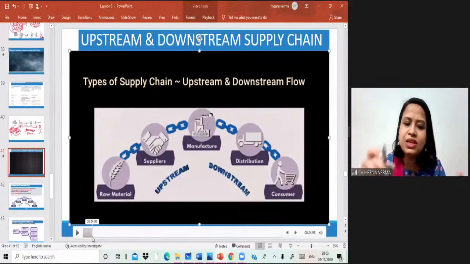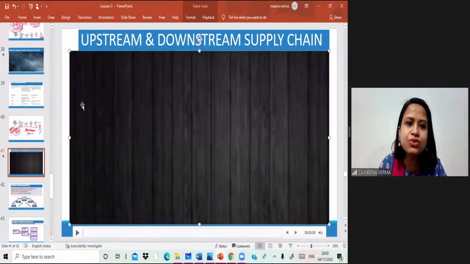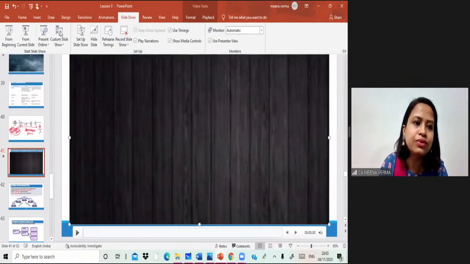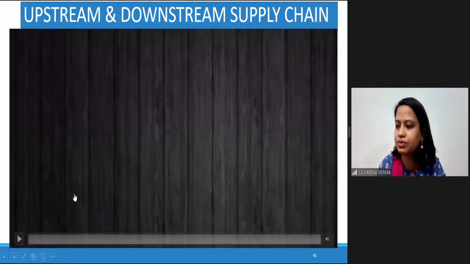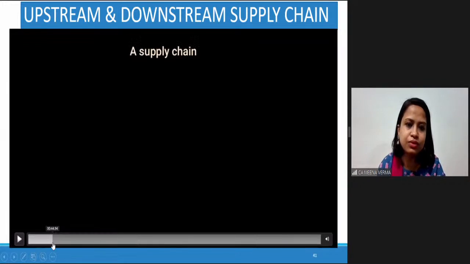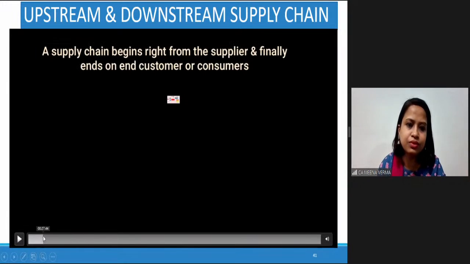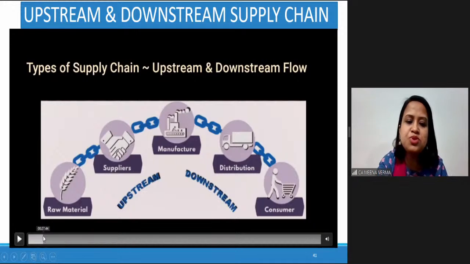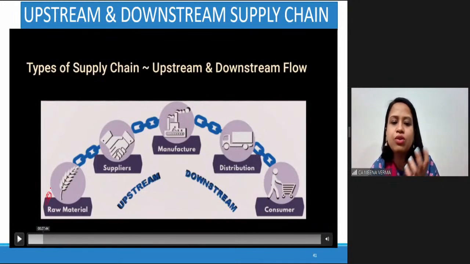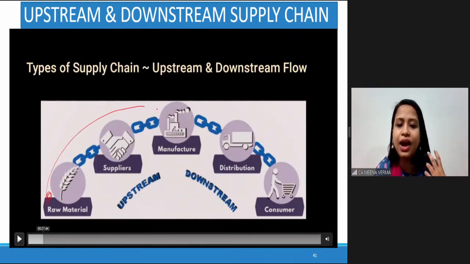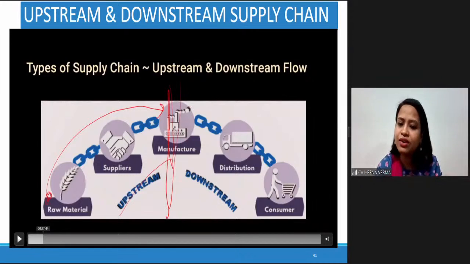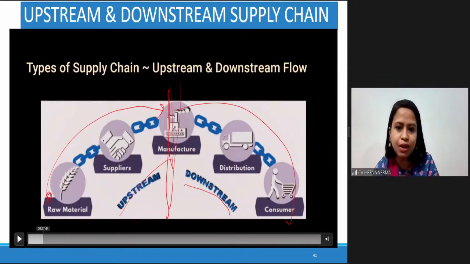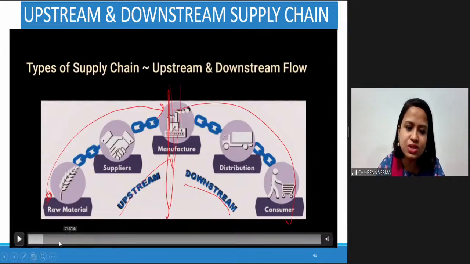So upstream means from raw material to the place of manufacturing. Upstream means from the place of procuring the raw material, the supplier, up to the place of the factory. All the activities will come under upstream. And from the factory to the customer, all the activity will come under downstream. Okay, so this is the downstream flow.